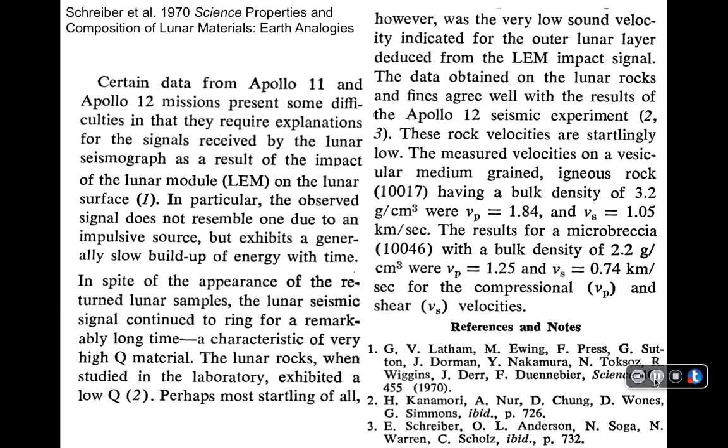"The measured velocities on a vesicular medium-grained igneous rock, 10017, having a bulk density of 3.2 grams per centimeter cubed were Vp equals 1.84 and Vs equals 1.05 kilometers per second. The results for a microbreccia, 10046, with a bulk density of 2.2 grams per centimeter cubed were Vp equals 1.25 and Vs equals 0.74 kilometers per second" for the compressional Vp and shear Vs velocities.